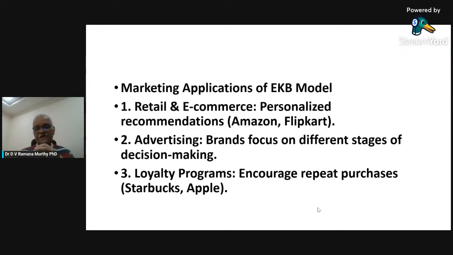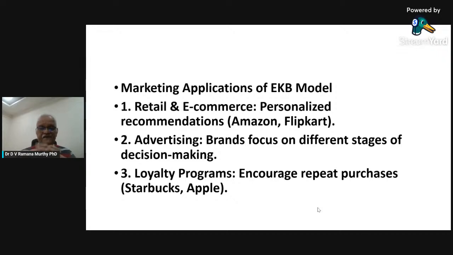They follow the EKB model because the customers want very clear information, evaluation of that, and then take a decision. So either Amazon or Flipkart. Flipkart is another online platform for buying different products. Both Amazon and Flipkart create this kind of personalized recommendations. If you browse and stop, then you will receive a message that you are thinking of buying this product. This is what it means. So such kind of personalized recommendations are used in retail and e-commerce platforms.